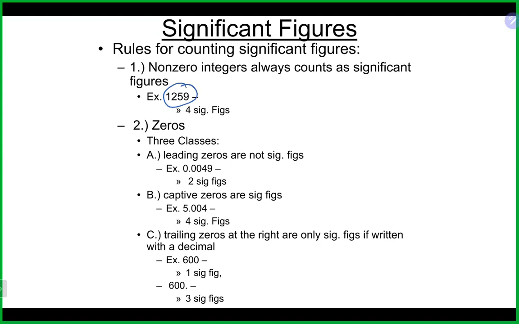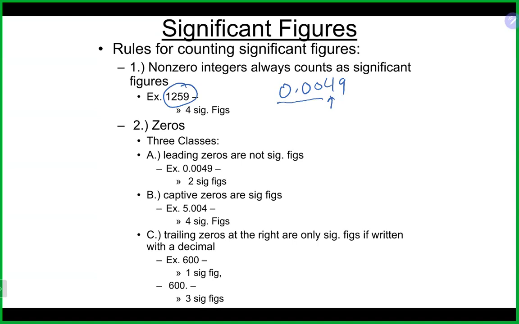Now, zeros are really the ones that give people a pretty hard time. There are 3 different types of zeros that we come across in a number. The first one is leading zeros. Those are not significant. They're just placeholders. So for example, with 0.0049, we would not start counting until we hit the 4. The 4 and the 9 are significant, which gives us 2 significant figures.